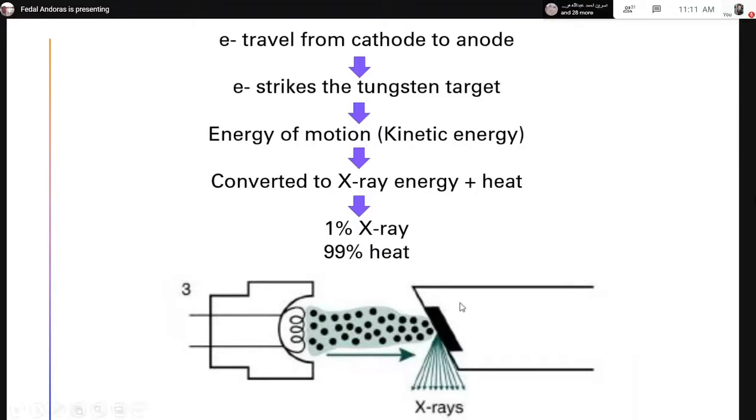That's why we have copper that will absorb the extra heat, and we have the immersing oil, insulating oil, to minimize the heat, because from all this process you will get just 1% X-ray and 99% heat. So you have to minimize this heat generation anytime we produce X-rays. Clear? I think it's clear and easy, but it's very, very important.